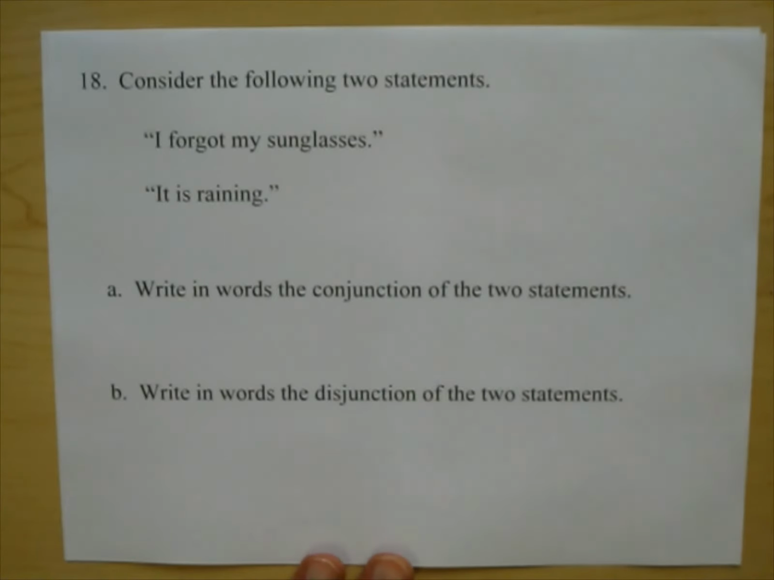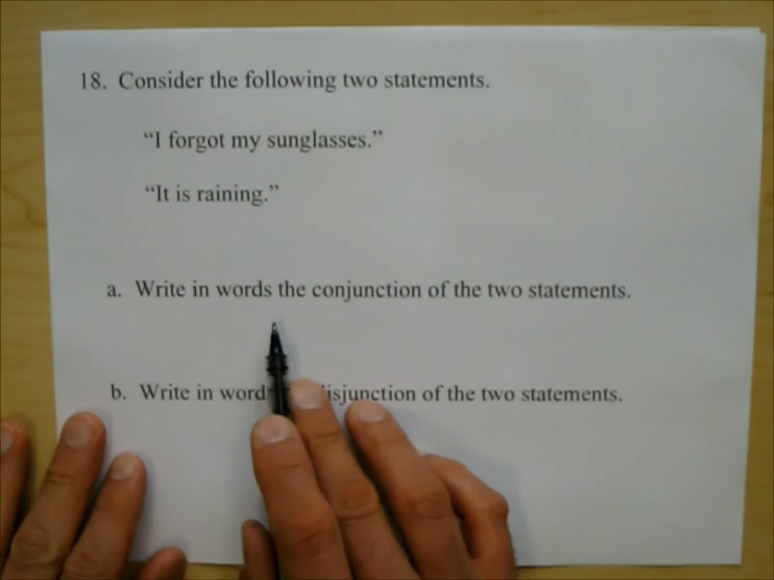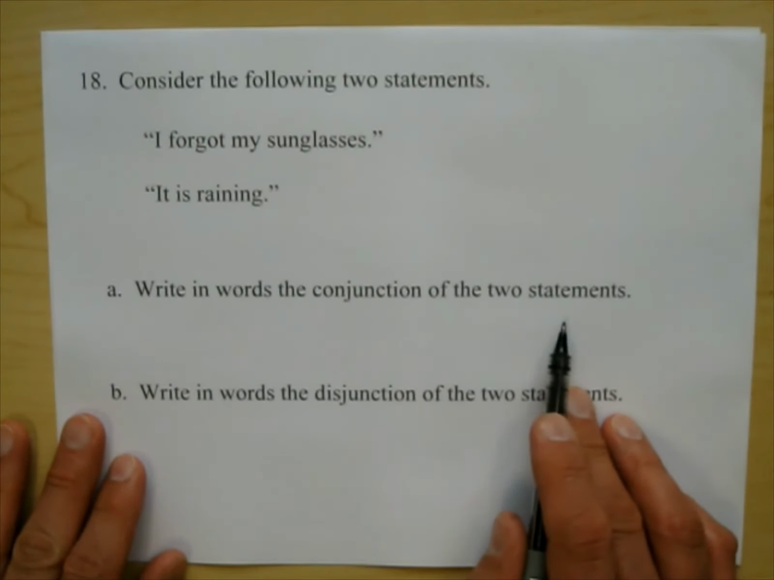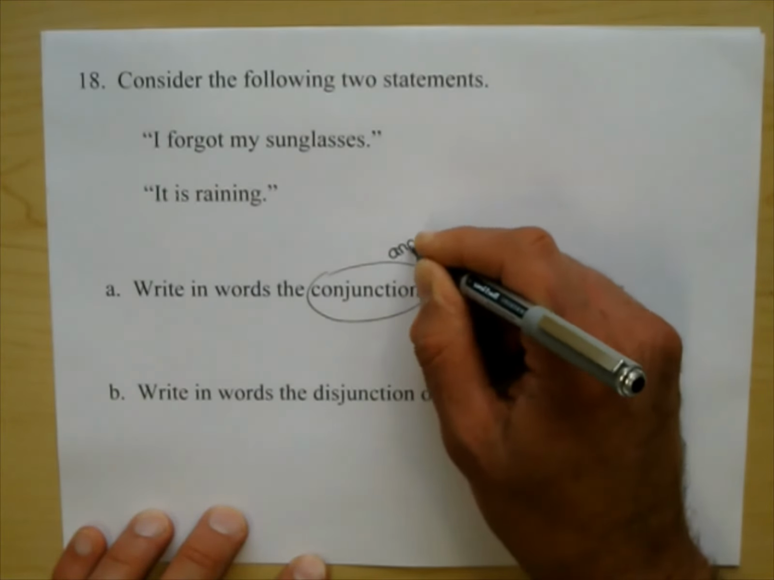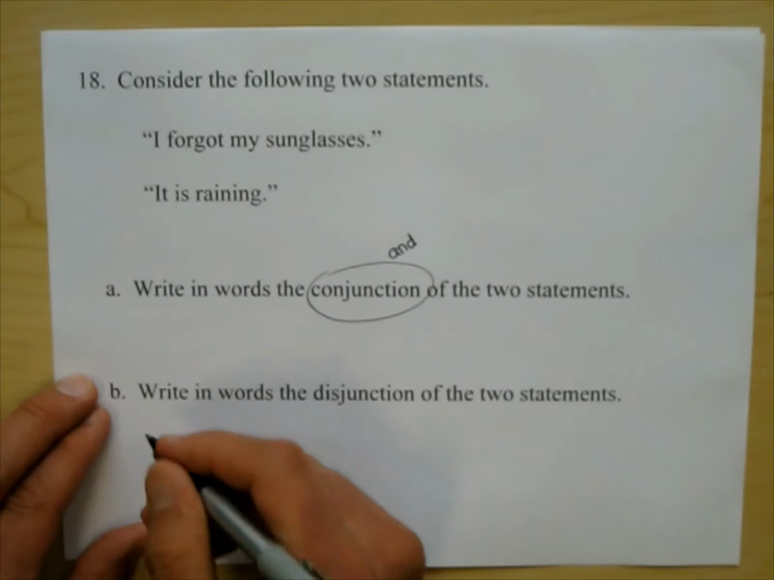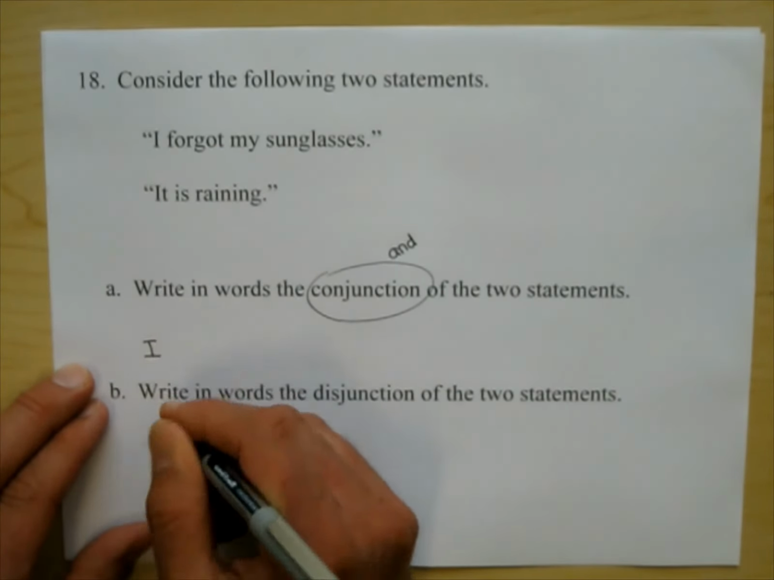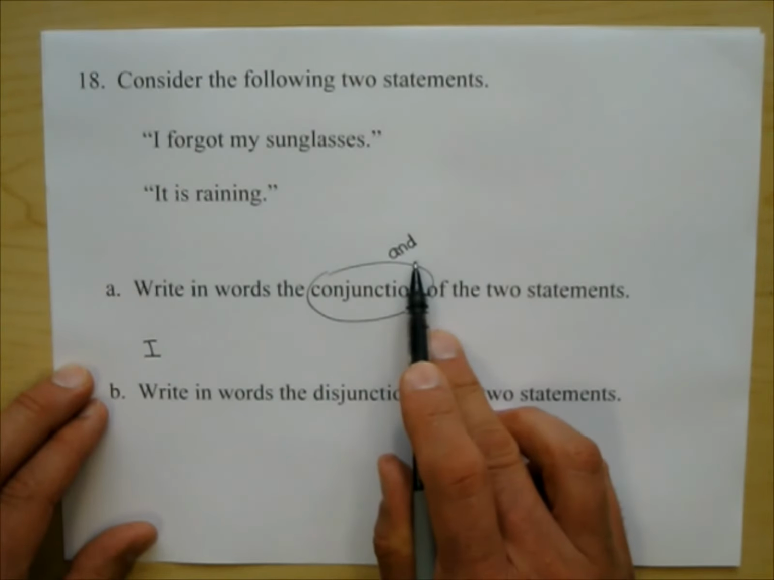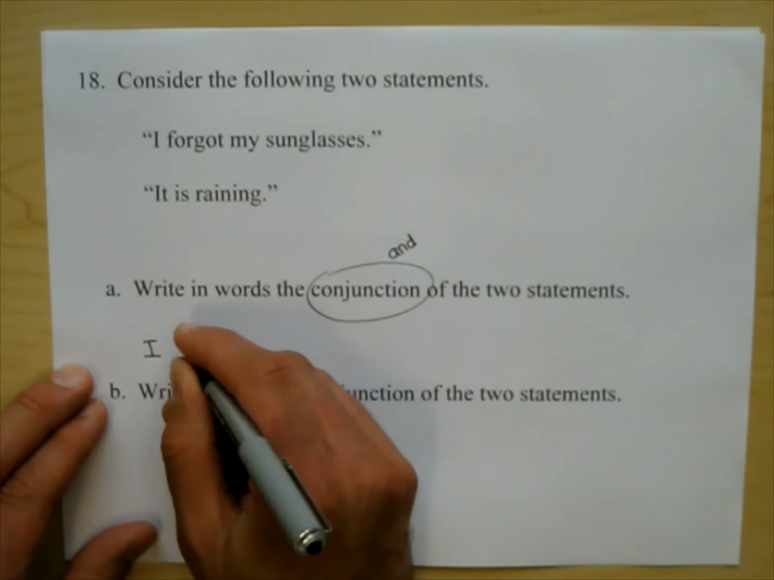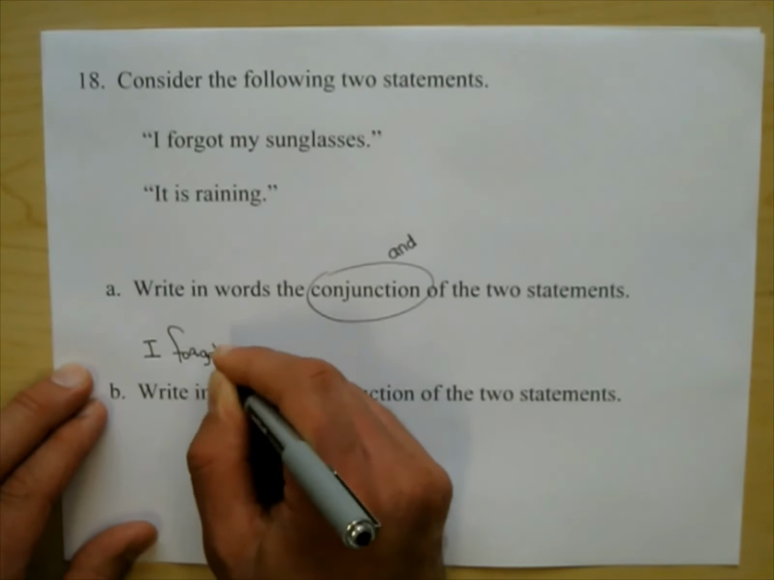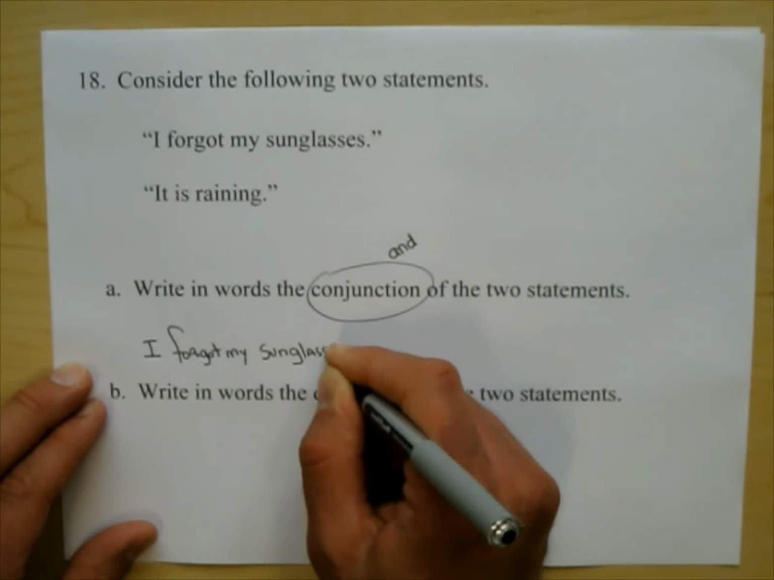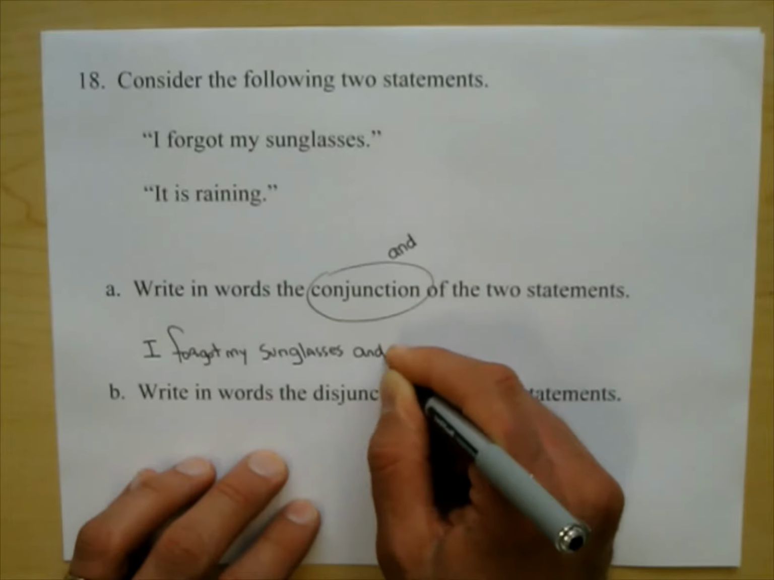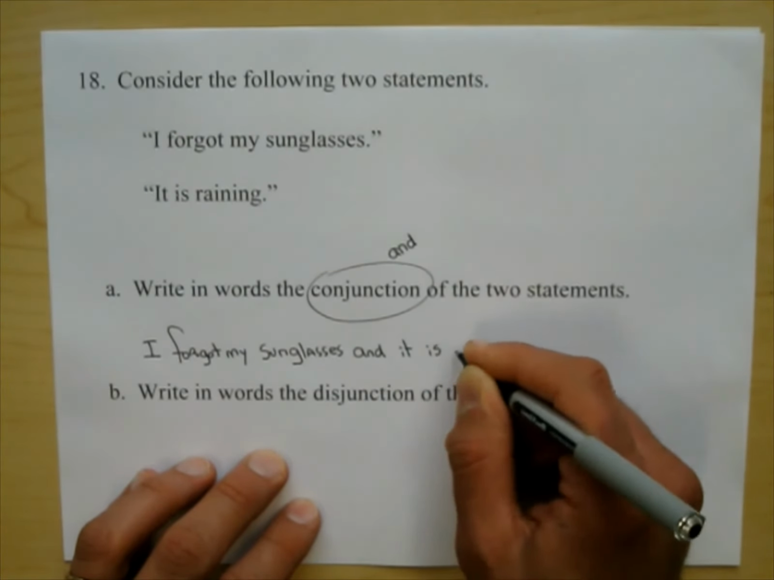Considering the following two statements, I forgot my sunglasses, it is raining. Write in words the conjunction of the two statements. Well, what is the conjunction? The conjunction is the fancy word for and. So this is what we're going to write. I forgot my sunglasses and it is raining.